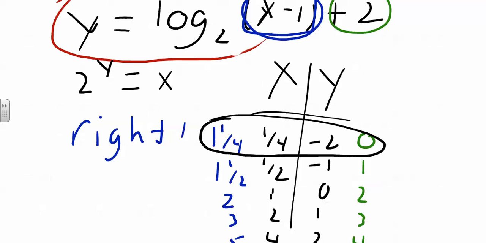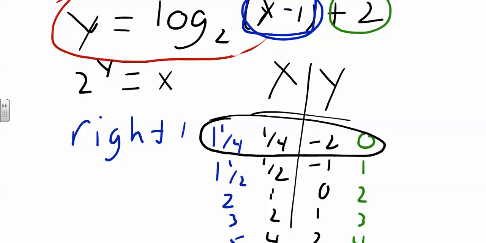Quick recap. When you have a log function, ignore all the transformations. Just focus in on the y, the log, the base, and the x. Rewrite it as the base to the y equals x. Make your table. Pick y's, plug them in for y, and take your base up to that power to get your x's.